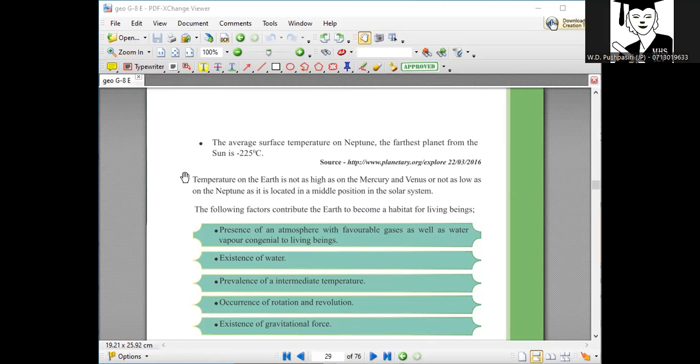Next point is the intermediate temperature. So what is meant by intermediate temperature? The temperature that we have in the middle, where it is not so high and not so low. If it is so low, it becomes polar, very cold, where we cannot live. But if it is so high, also we cannot live, because it is so hot. Therefore, the specialty of the earth is having intermediate temperature. This is a very important factor.